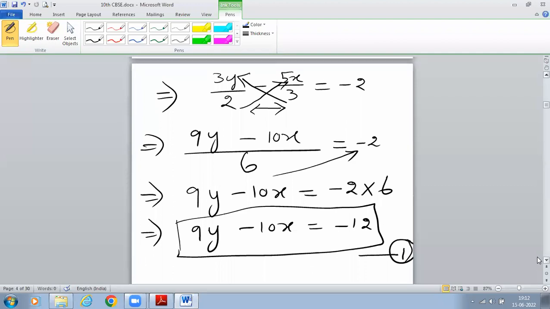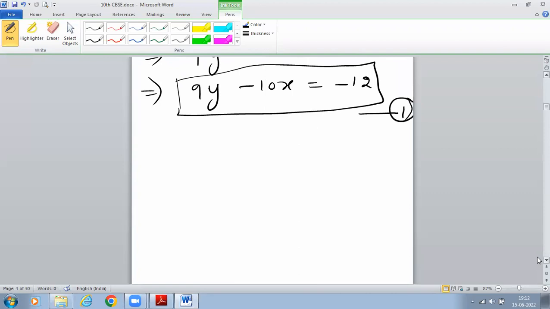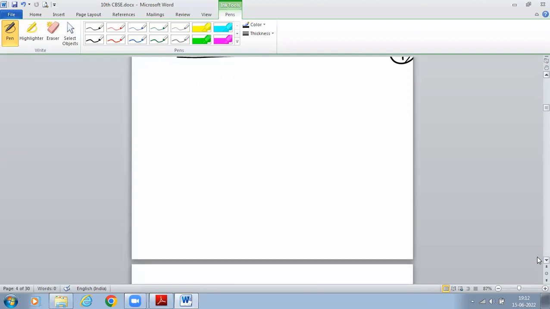Done, sir. Okay, now again we have to simplify the second equation which is given in the question. Again, I'll write that equation. The second equation in the question is y by 3 plus x by 3, which is equal to 13 by 16.